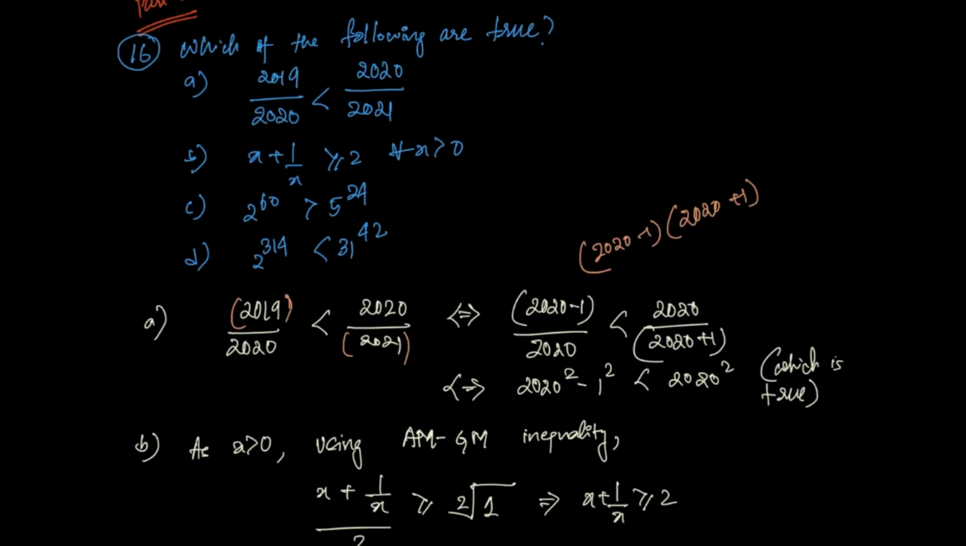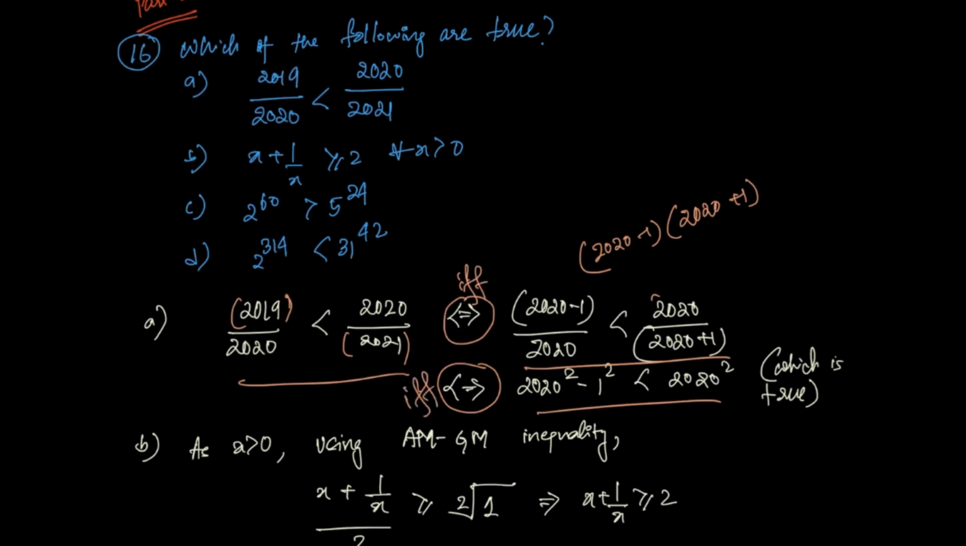Note that I have used a bidirectional sign here. So this means that if this holds true, then this holds true, and if this holds true, then this holds true. It is if and only if. So this holds true if and only if this holds true, and this holds true if and only if this holds true, which is true. So the first statement is true. So this one is correct. Let's move on to the next one.